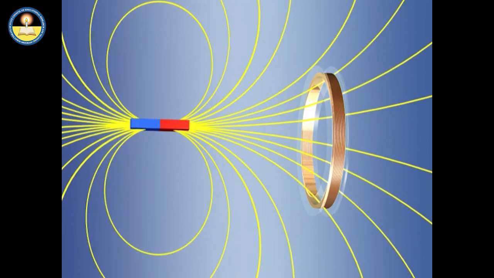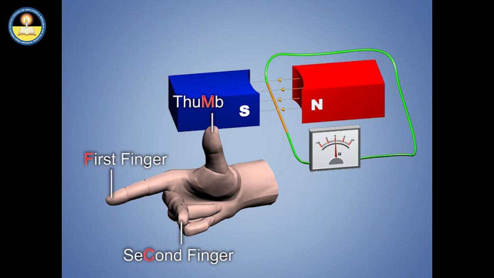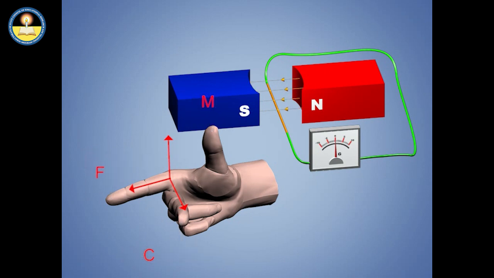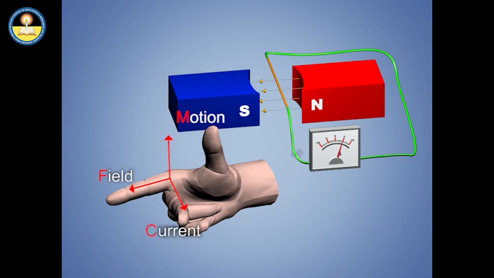According to Fleming's right-hand rule, if we stretch the thumb, forefinger and the second finger of a right hand perpendicular to each other, such that the forefinger is pointing in the direction of the magnetic field and the thumb is pointing in the direction of motion, then the second finger represents the direction of induced current, which is perpendicular to the direction of motion as well as the direction of the magnetic field.